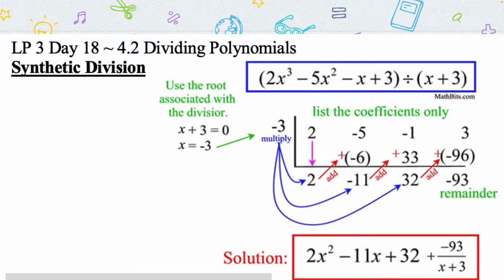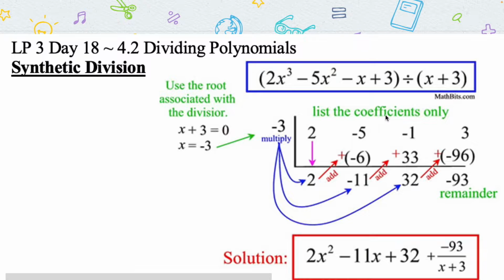Alright, so we're going to continue dividing polynomials. On this one, we're going to look at synthetic division instead of long division. The video before this one on the notes page is about long division, and this is a similar idea, although we're going to use synthetic. It's just a way of writing it in a simpler format without the variables.